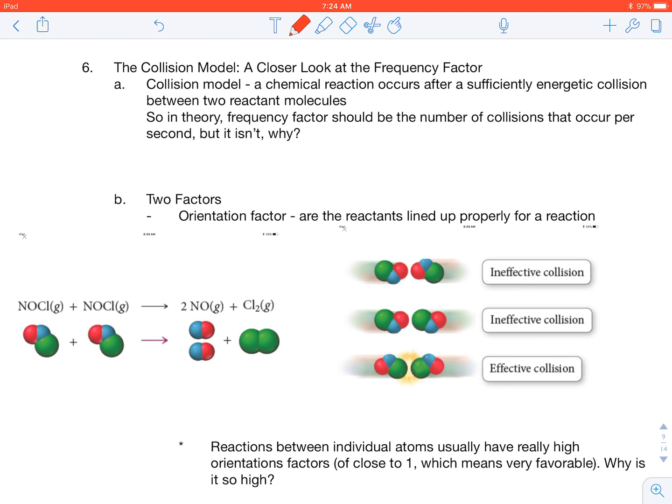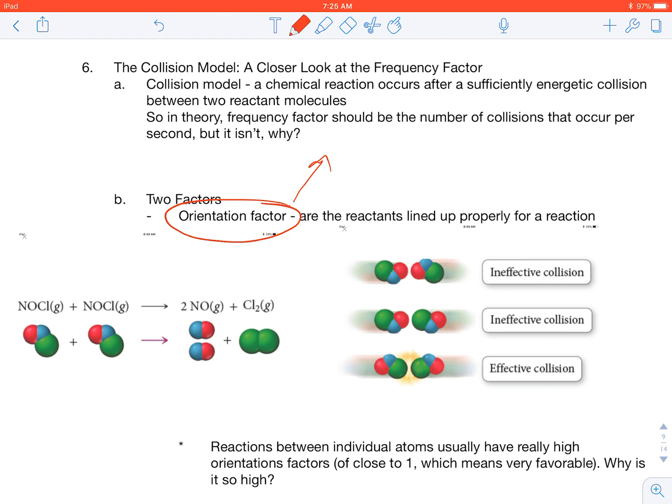The collision model is basically a model that says you have to have an energetic enough collision between two reactant molecules. So, in theory, the frequency factor should be the number of collisions that occur per second, but it isn't. Why do you suppose that is? Well, if you looked ahead, you can see that part of it is the orientation factor. So we have to look at our orientation factor. That makes a difference, right?